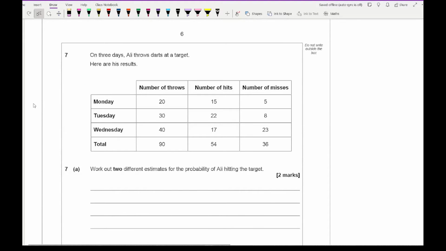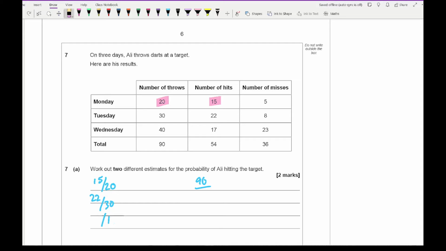For question 7, it says that on 3 days, Ali throws darts at a target. Here are his results. The question says, work out the different estimates for the probability of Ali hitting the target. For this, there's a bunch of combinations you can have. We can have 15 over 20 as one. You can have 22 over 30. You can have 17 over 40. And you can also have 54. Again, I've got these numbers the wrong way around, so apologies.